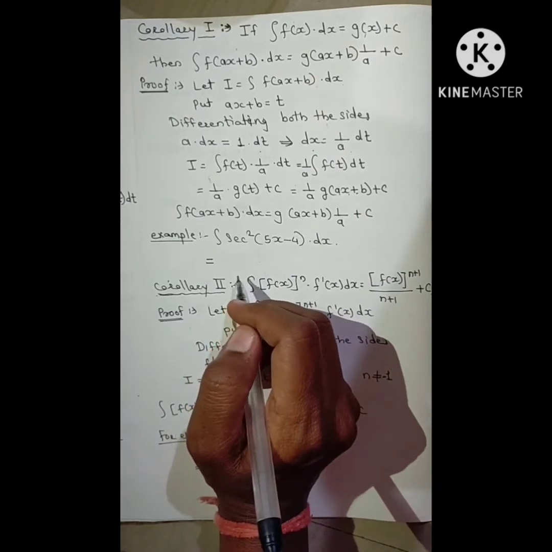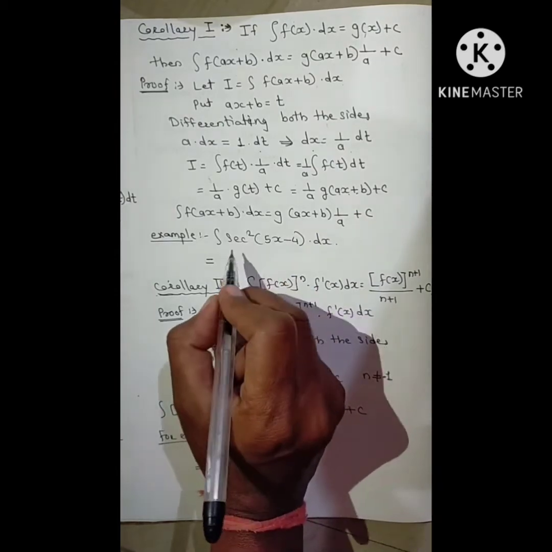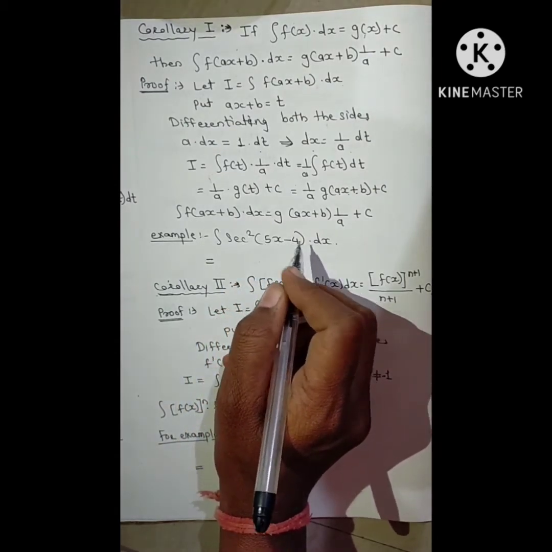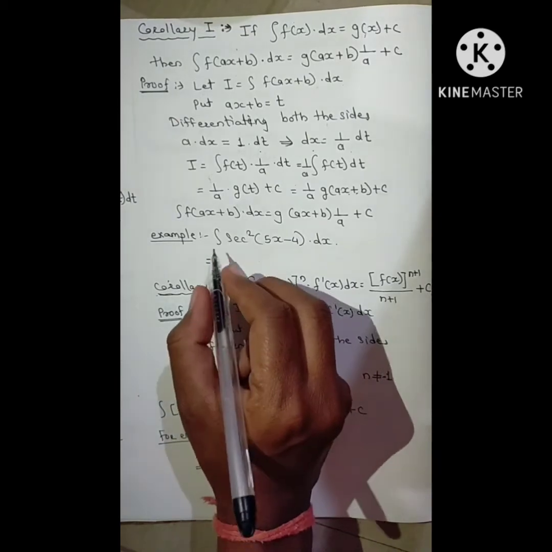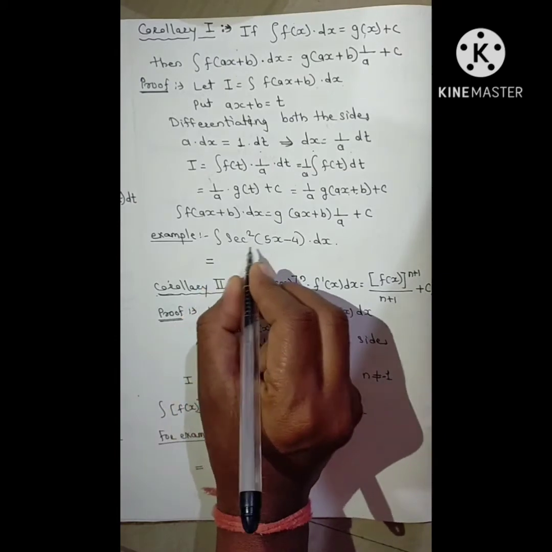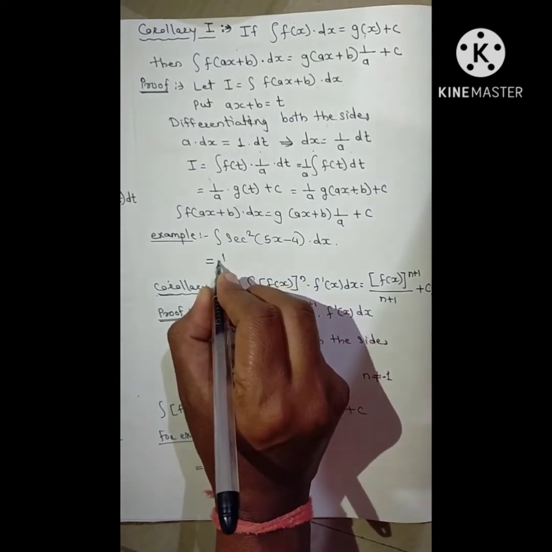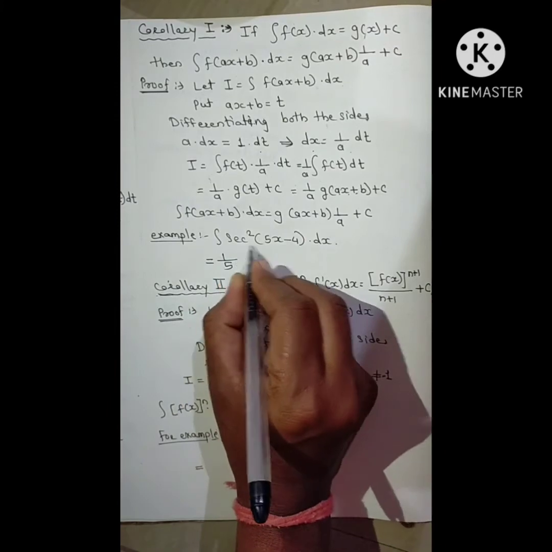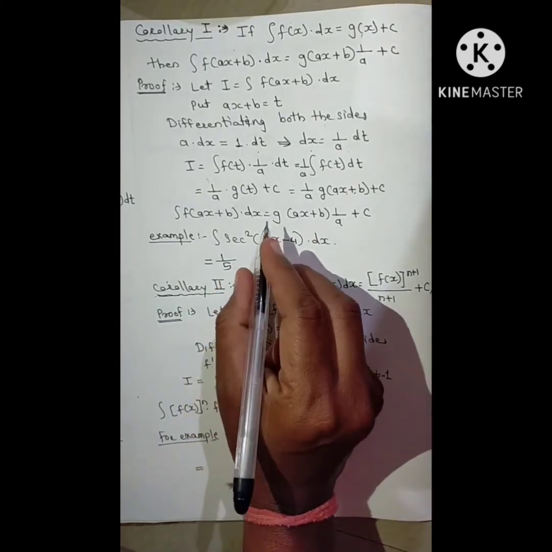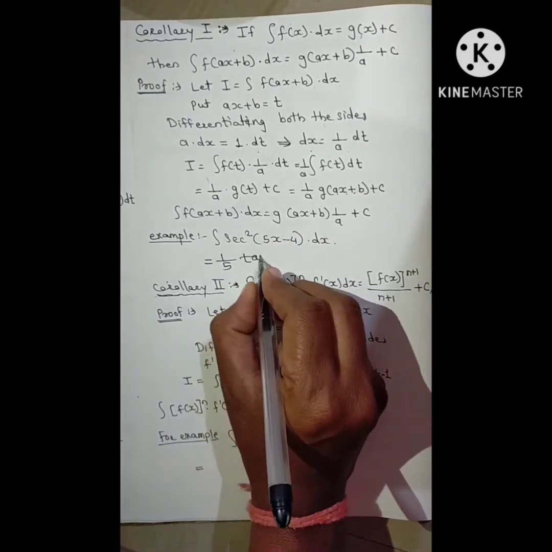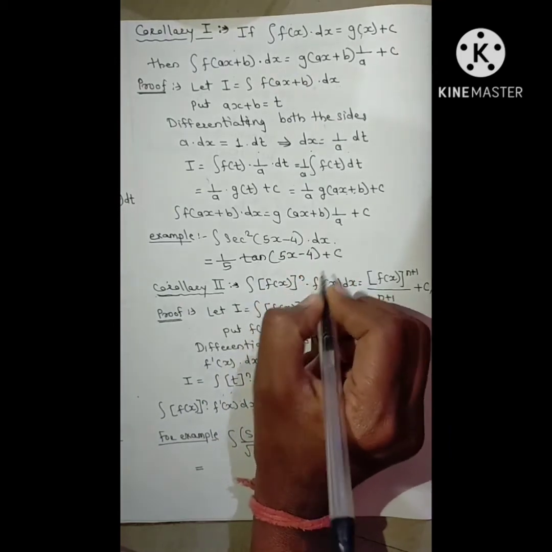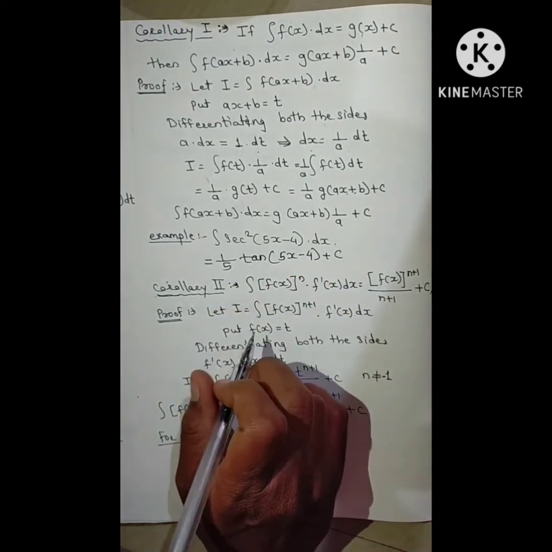Now we can solve this example: integration sec square of 5x minus 4 into dx. Using this corollary, the value of this integration is 1 upon 5, using the standard formula for sec square x, which integrates to tan x, that is, tan of 5x minus 4 plus c. This is the value of this example.